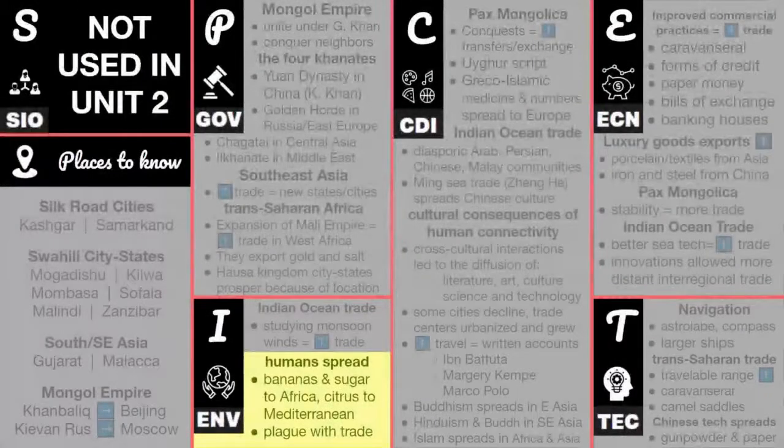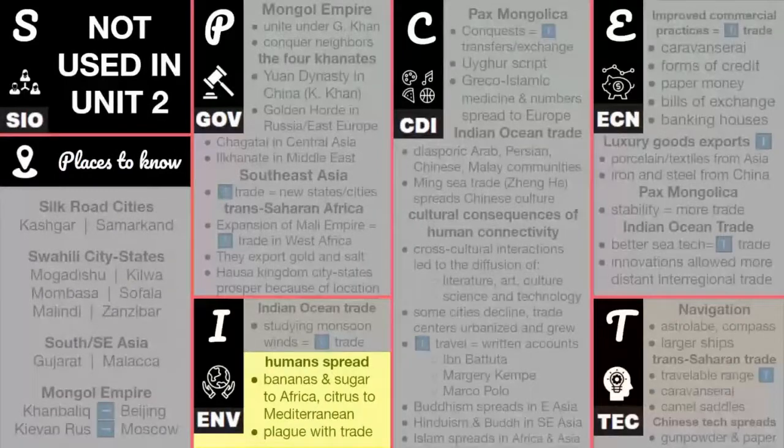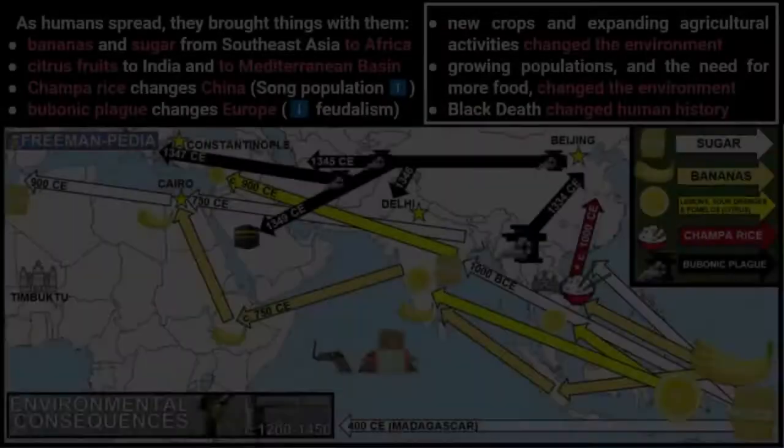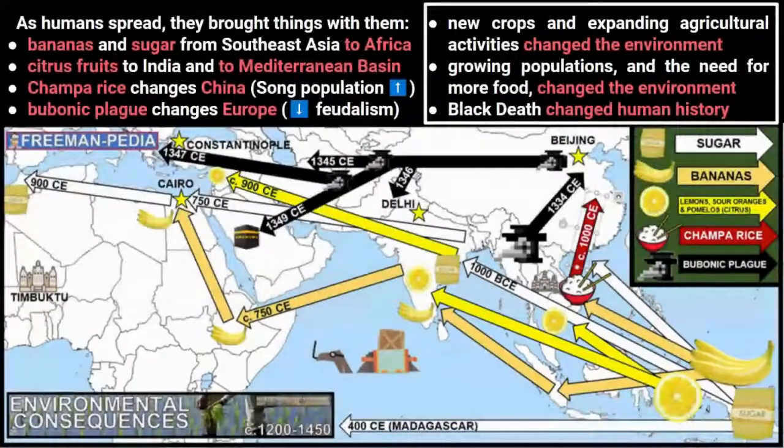In terms of the environmental consequences of human connectivity or human networks, you can see it's not a very long list. We covered most of what it is. But basically, the bottom line here is as people spread, they brought stuff with them. That stuff was fruit, so things like bananas, and also things like sugar that they brought from Southeast Asia all the way to Africa. They also brought citrus fruits to the Mediterranean basin. Again, anything you see in pink is an AP thing, so it's in pink for a reason. So that citrus fruit also made its way to India on the way through.